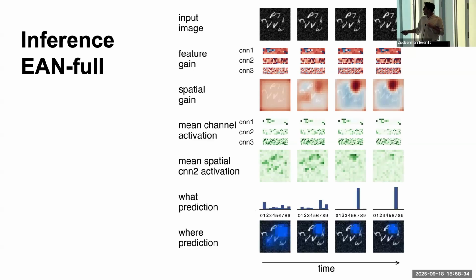And then we can also visualize the predictions in both the what and where components of the task. On the first time step, the model is unsure what it's looking at and predicts a roughly uniform distribution, but then at the end, it converges that it's a 7 in the upper right corner.